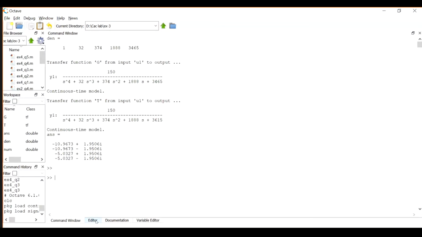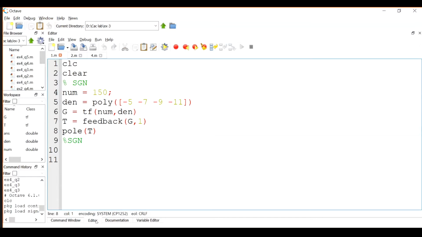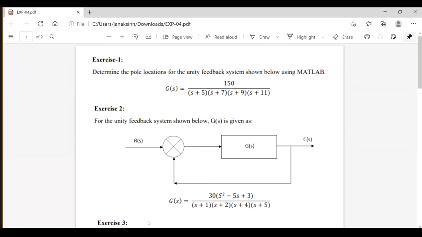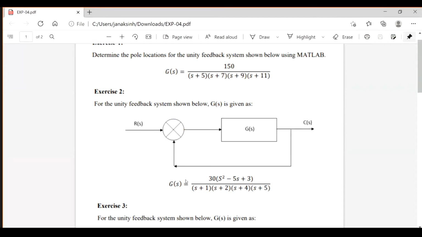In the second question, you can see that a unity feedback path is given over here. R(s) is the input and C(s) is the output. The transfer function is given as 30 into (s square minus 5s plus 3) upon (s plus 1)(s plus 2)(s plus 4)(s plus 5). So in this question we'll try to determine the step response by using Octave code. That is, we will try to determine a step response graph for this by writing an Octave code.